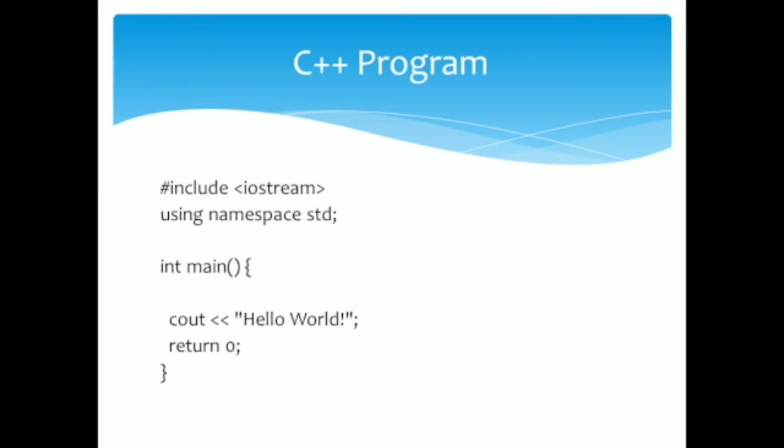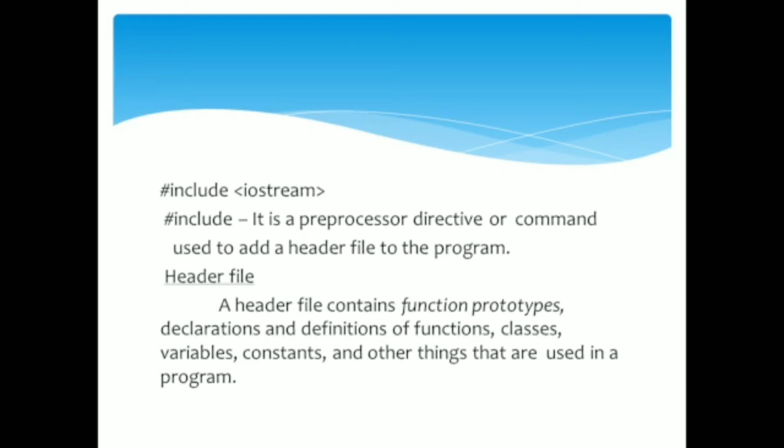Here is a C++ program. These are all other lines of code to execute the cout statement. #include <iostream>. It is the first line of code in the program. #include is a preprocessor directive or command used to add a header file to the program.